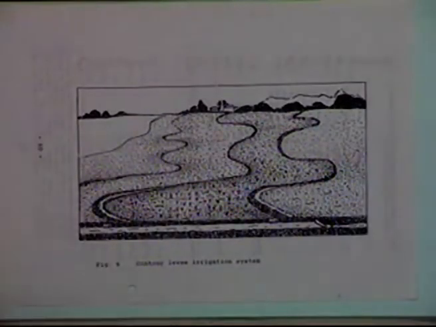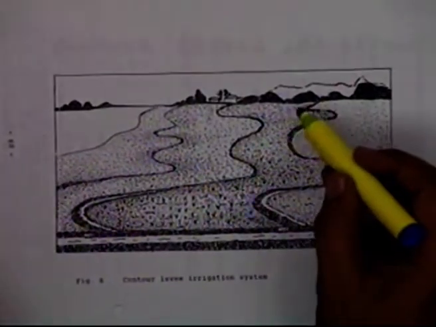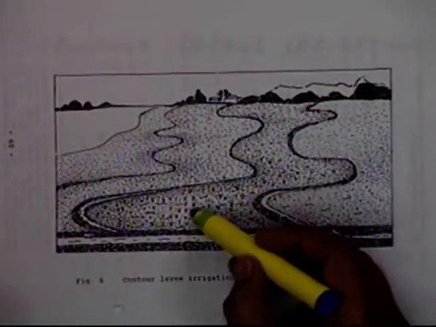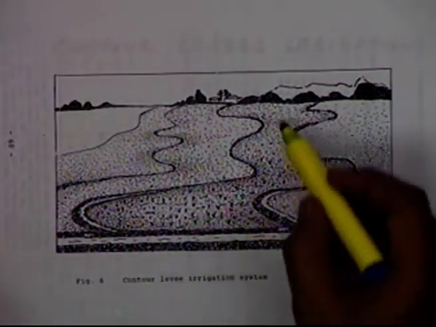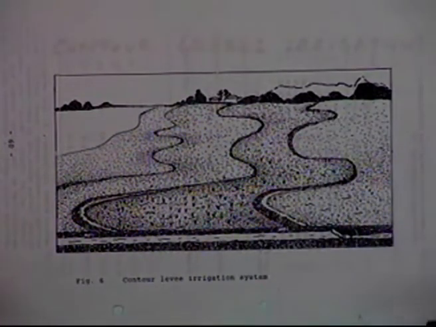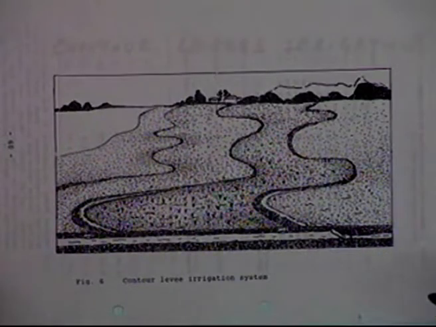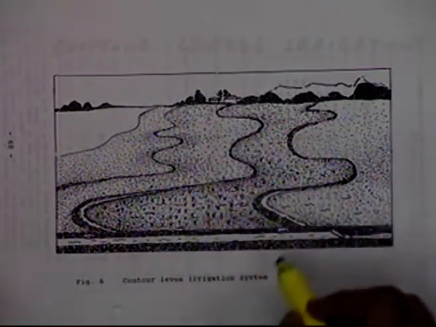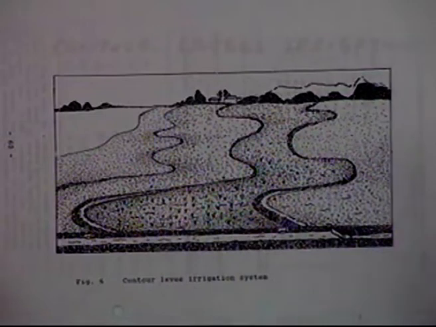So if you look at this, it is a strip, which is not a parallel strip as you have in the case of border. In the case of border irrigation, you are trying to make the strips parallel so that you can have a very uniform flow over the strip.